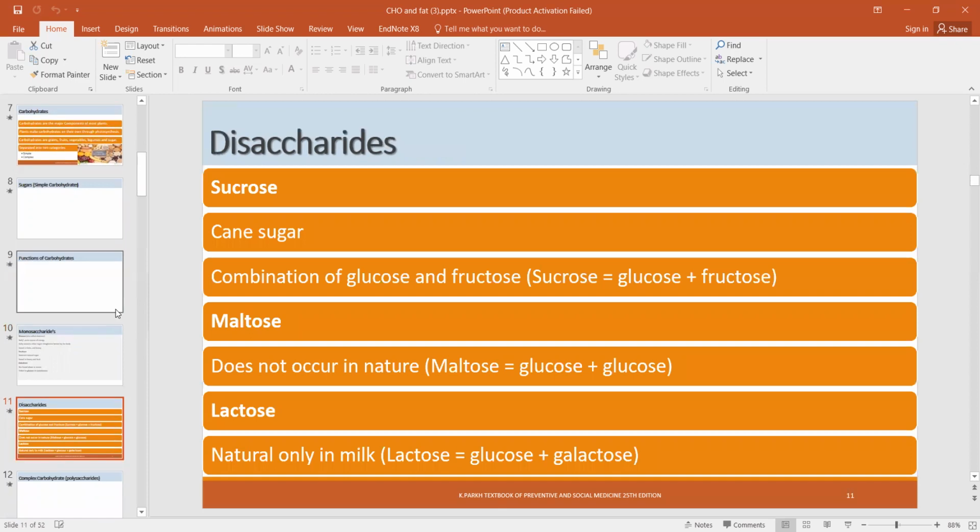The second category is disaccharides. There are different forms of disaccharide, like sucrose, which is present in cane sugar, a combination of glucose and fructose. Maltose does not occur in nature, and lactose naturally occurs in milk.